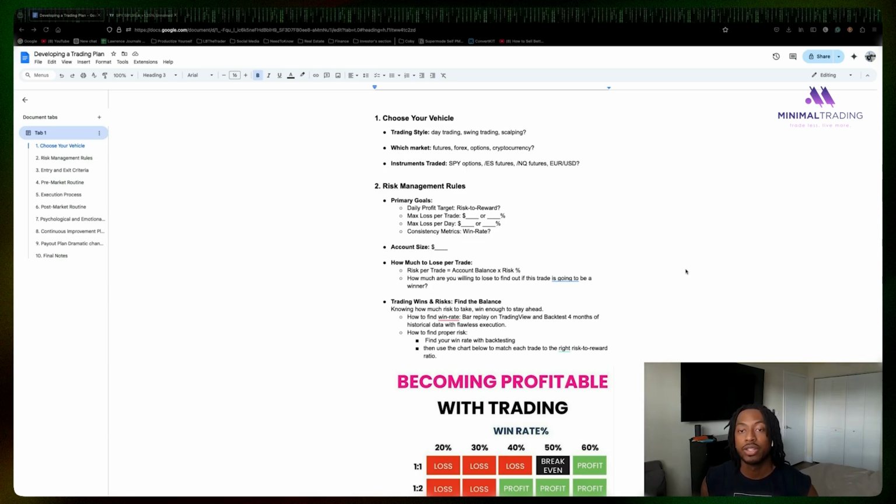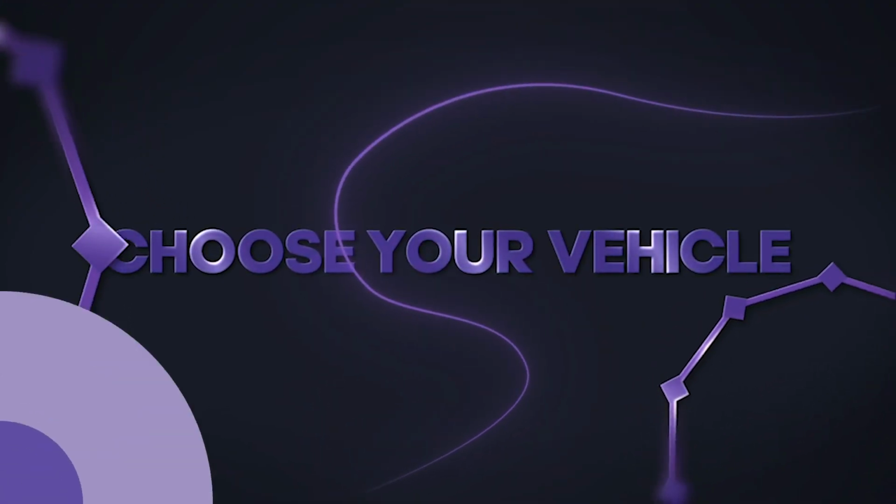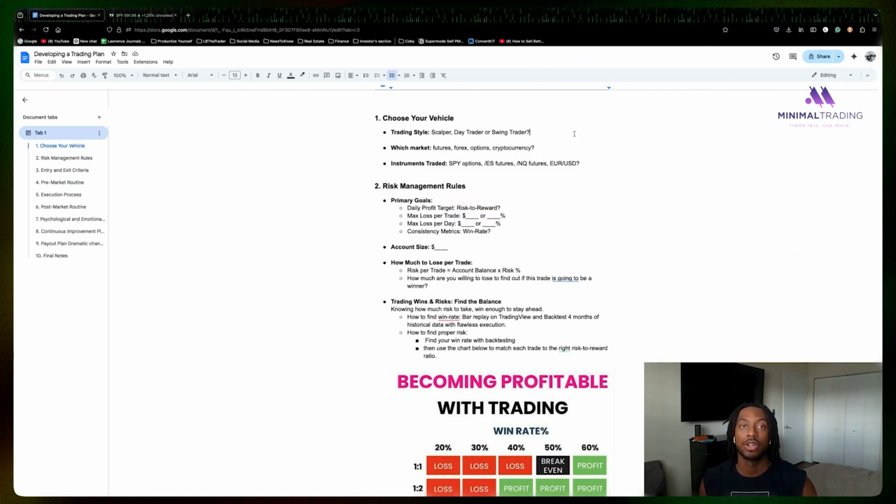All right, so jumping right into it, the first step is you have to choose your vehicle. What's your trading style? Which market are you going to trade and which instruments are you trading? Me personally, I'm a day trader. I trade between minutes and hours, but all within one trading session. I'm going to sell my position before the trading session ends.